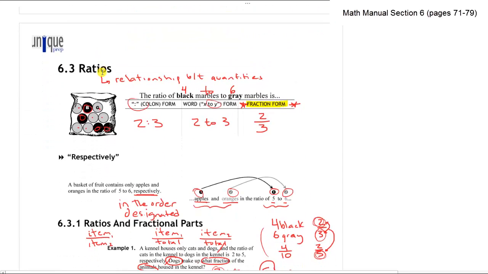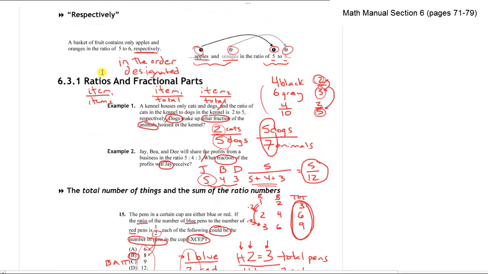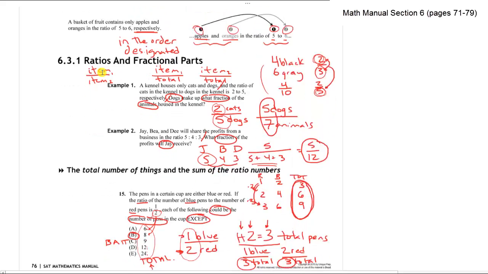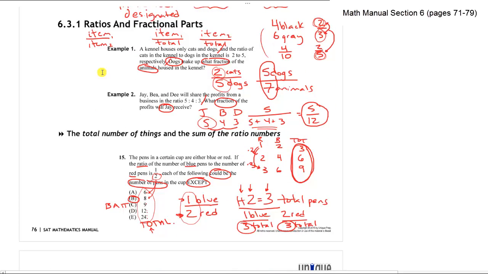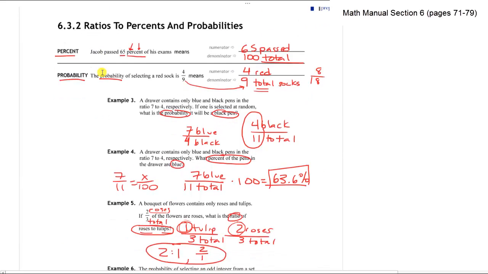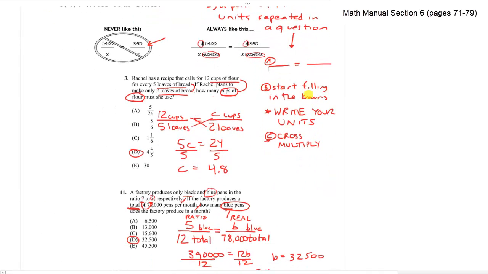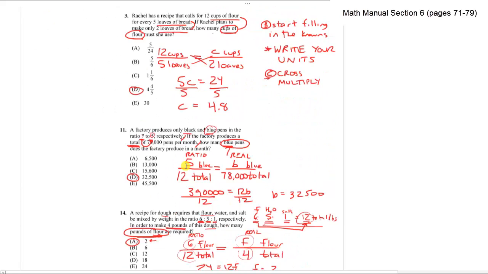Ratio, relationship between quantities, couple different ways to write ratios. Remember, you should know how to convert between ratios and fractional parts, and from fractional parts back to ratios. You should know how ratios relate to percents and probabilities. You should know how to recognize proportions. I gave you a few ways to recognize proportions. You should know how to set up proportions. You should make sure you write your units.